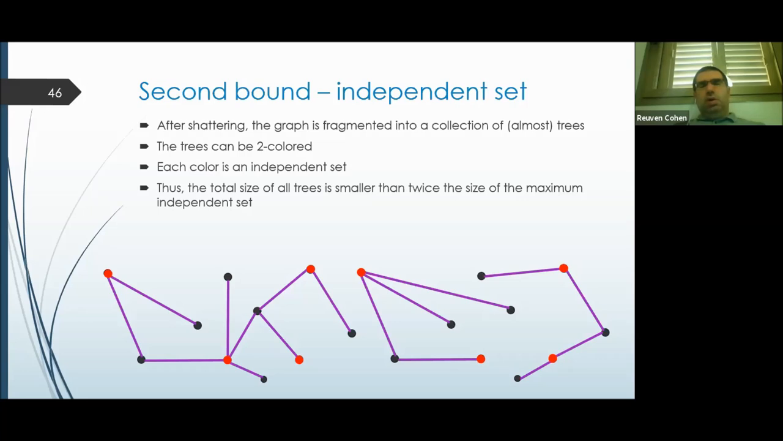So there are no limits on the size of the independent set. And since the coloring here consists of two independent sets, the red set and the black set, we know that the number of removed edges must be at least the size of the graph minus twice the size of the largest independent set.